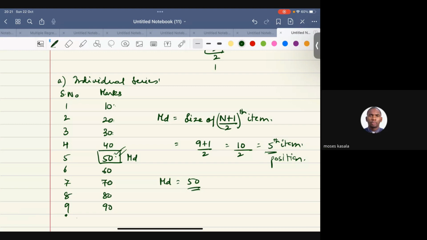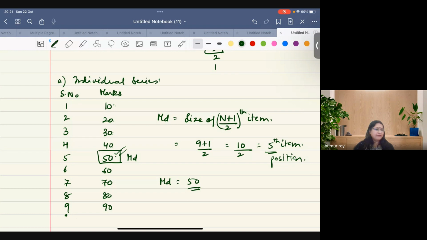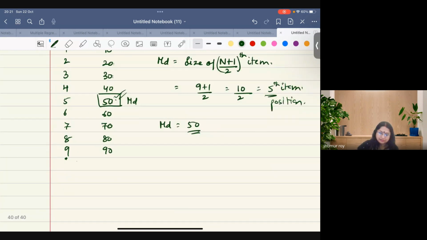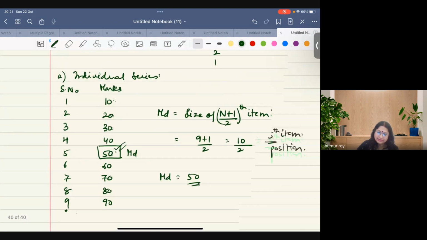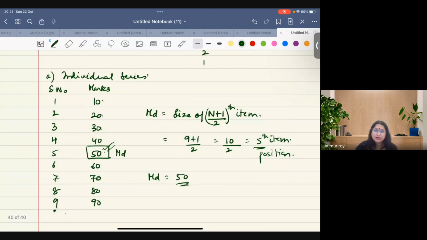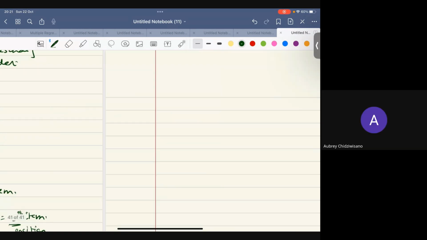What if, for example, you have 6 numbers? How can we find the median? Yes, if there are 6 numbers, then what do we do? I'll come to that. First, is this particular question clear to everybody? Yes, it's clear.